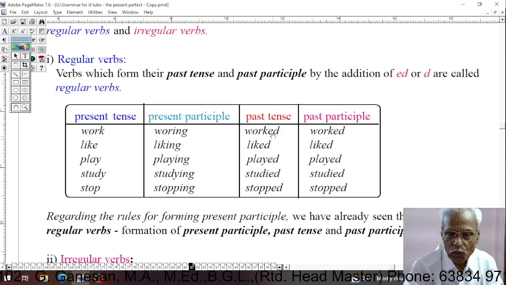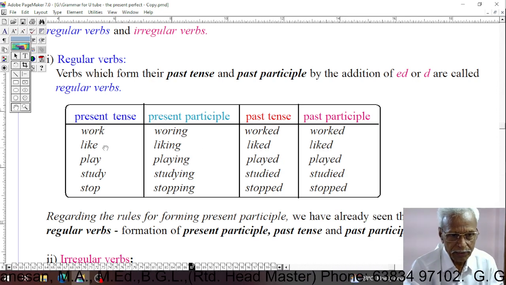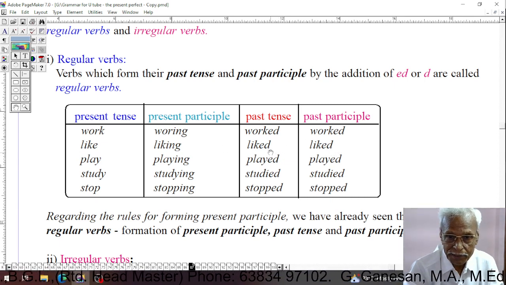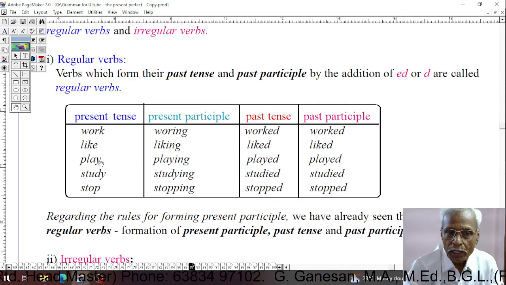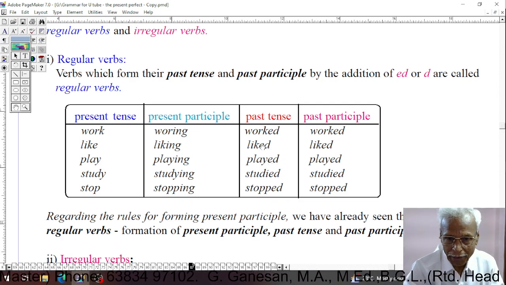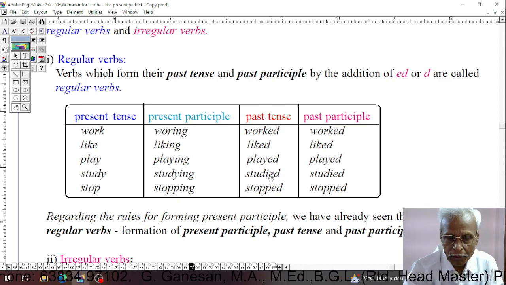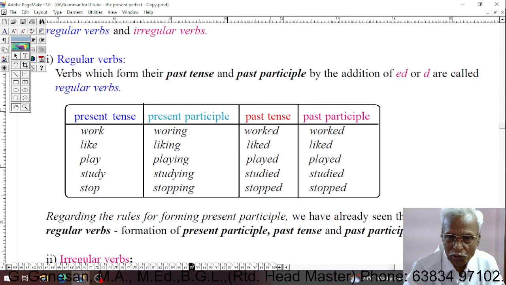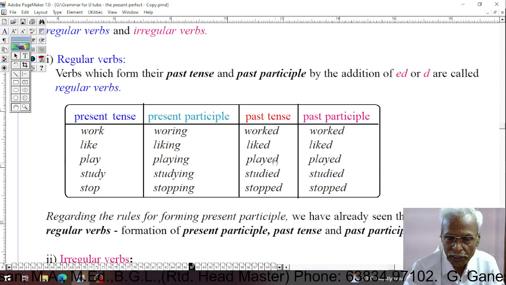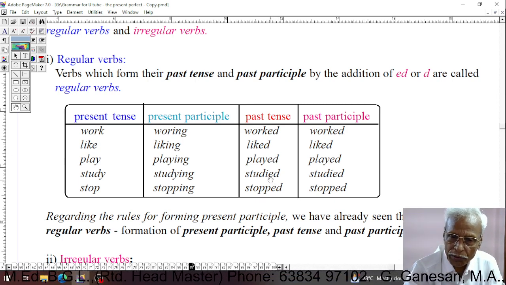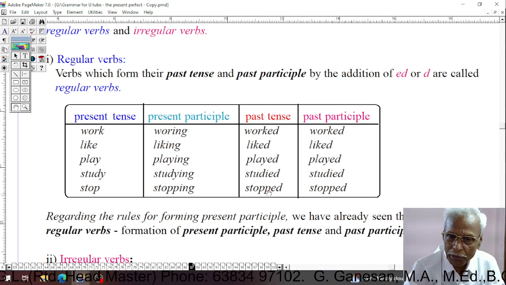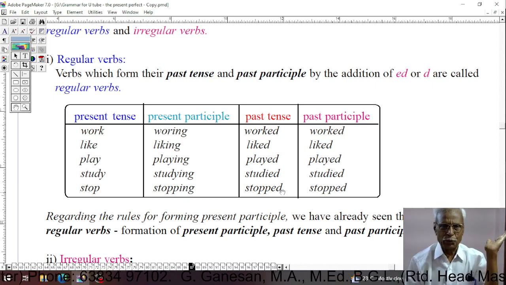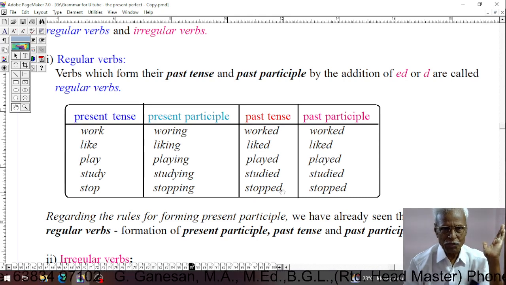Work, we have added ed: worked. Here the verb ends in e, so we have added only d: like, liked. Play, played. Study, studied. Stop, stopped. Here we added ed, here d only, here y has been removed and ied added, here p is doubled and ed added. The rules of forming past tense and past participle I have already explained to you in the lesson on regular verbs and irregular verbs.